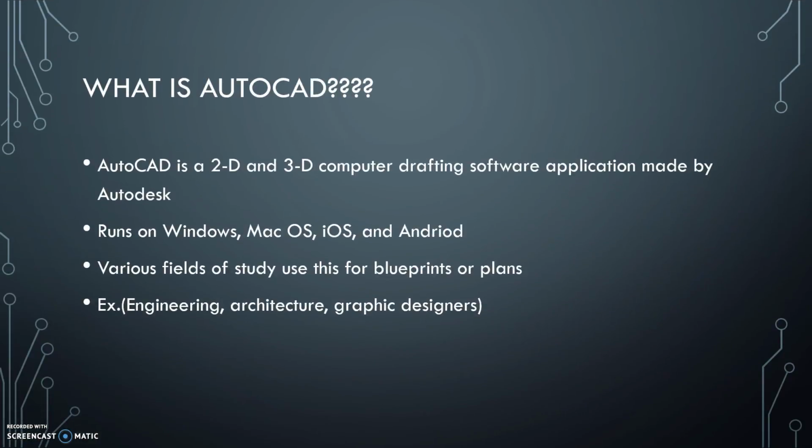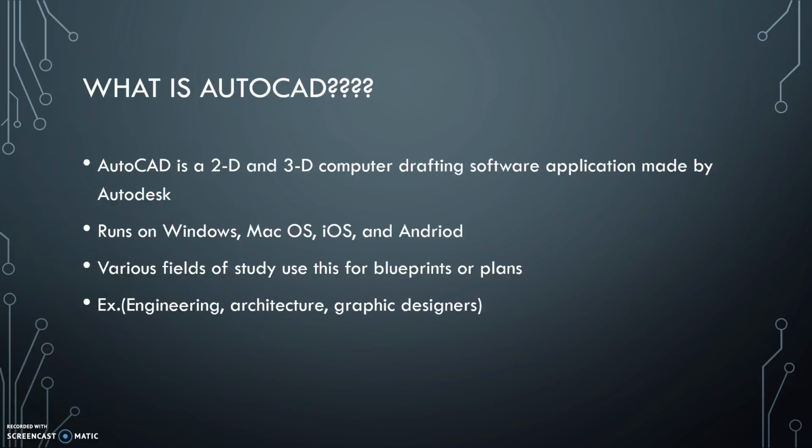What is AutoCAD? AutoCAD is a 2D, 3D computer drafting software application made by the guys at Autodesk. Autodesk normally makes these kinds of software for various reasons, like architecture and engineering. This will run on Windows, Mac, iOS, and Android. There's actually a little application you can use on your phone for this one too. It's mainly computer software, but the phone doesn't have as many features as the computer.